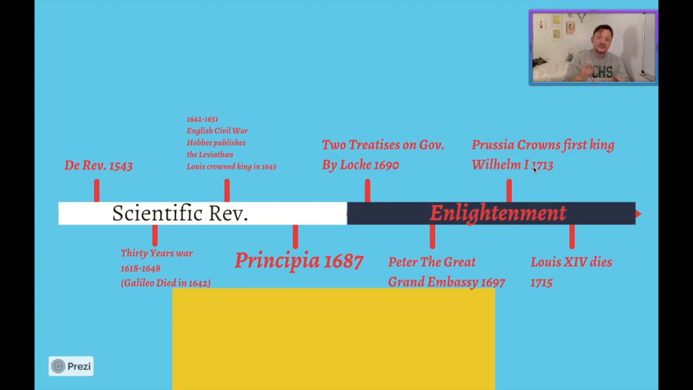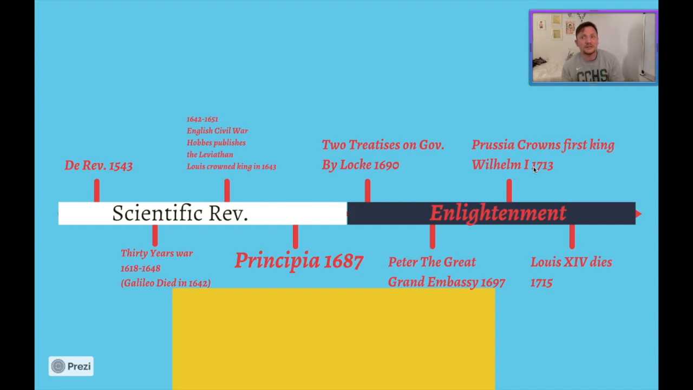Now, something we need to gain from this timeline real fast is that the scientific revolution leads directly into the Enlightenment. These two things are paired together a little bit, because the scientific revolution and its ideas of inquiry, skepticism, and empirical study are going to lead directly to the Enlightenment.